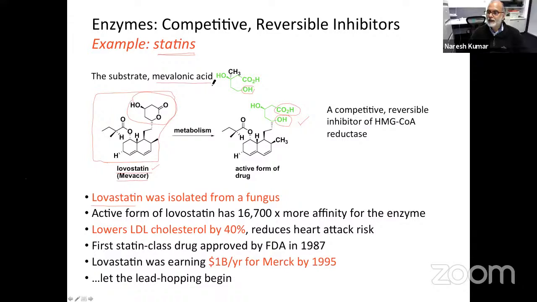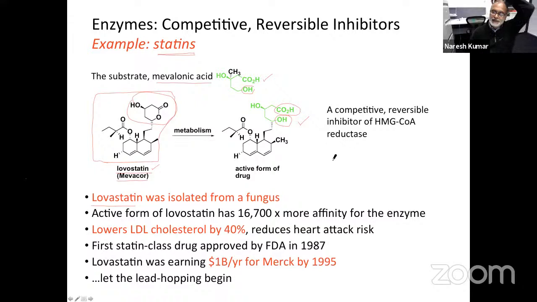And I was telling you earlier that to be an inhibitor of an enzyme, the inhibitor will have a structure which will be very similar to the actual substrate. So this is your substrate or the product. In this case, the mevalonic acid structure is present within the drug molecule as well. And that's how it's able to act as a competitive inhibitor.